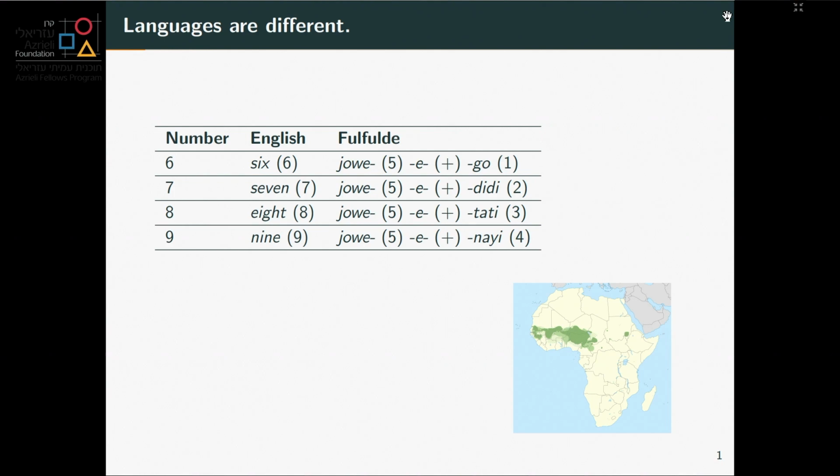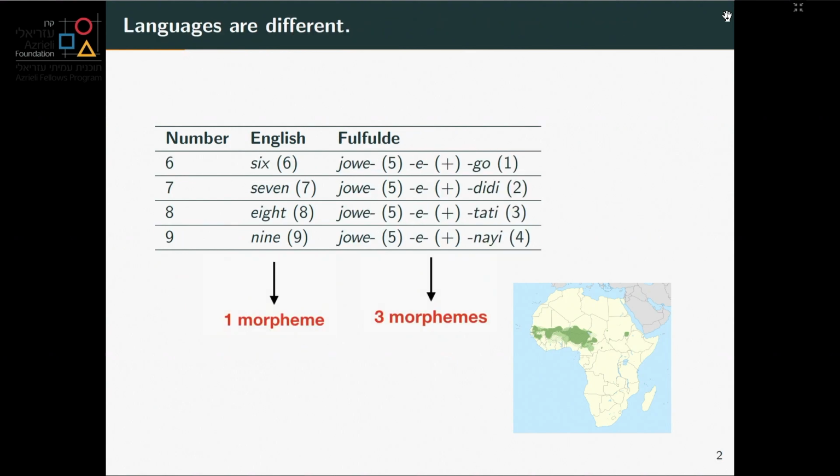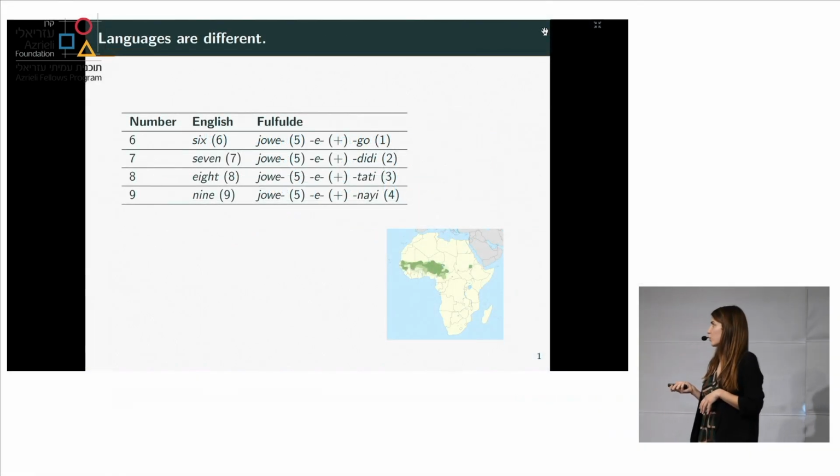Many languages, such as English, lexicalize these numbers, meaning that in English we have these simple expressions to refer to these numbers. While many other languages, such as Fulfulde, which is a language spoken in Western Africa, in this green area here, construct expressions for these numbers from smaller expressions which carry meaning. And these expressions are called morphemes.